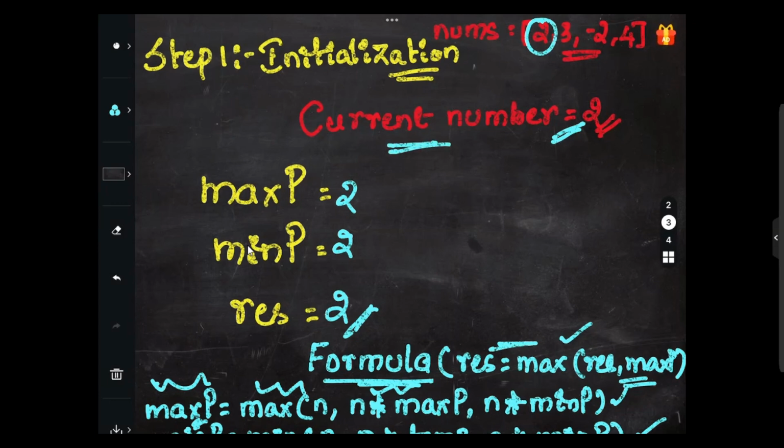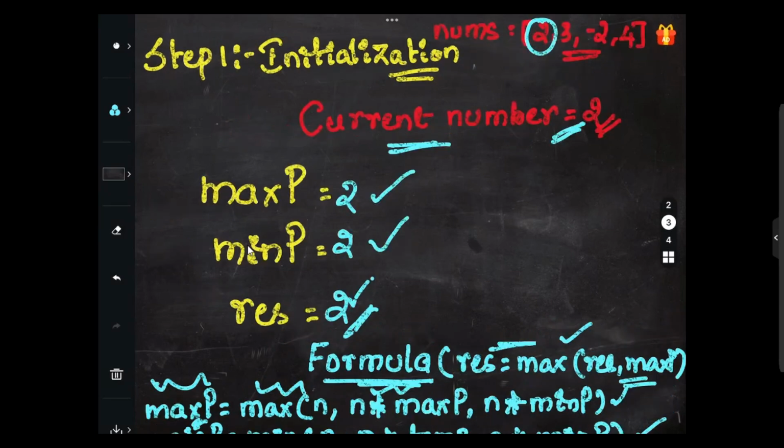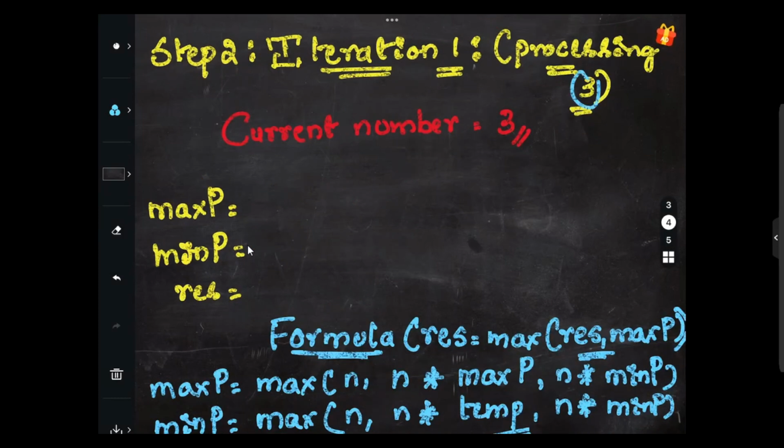This is for the initialization. We went with initial number 2. Max p now we have is 2, min p we have 2, and result also we have 2 here, right? So let's go with the iteration 1 here. Nothing but we will be processing 3. When I say we will be processing 3, we will be considering the second number, so we will be processing 3 here, right?